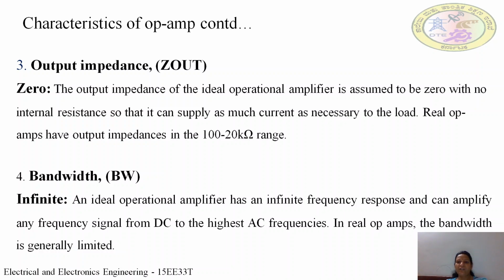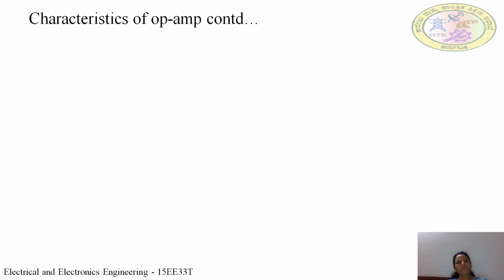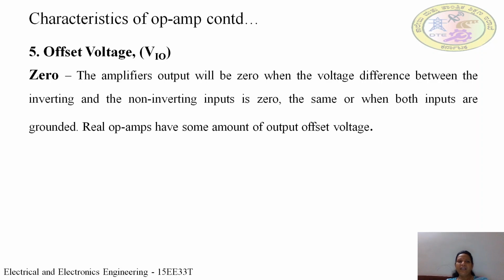An ideal operational amplifier has infinite frequency response, that is they can amplify any frequency signal from DC to the highest AC frequencies. But in reality, op-amps' bandwidth is to some extent limited, but ideally speaking they have infinite bandwidth. So let's consider the offset voltage.